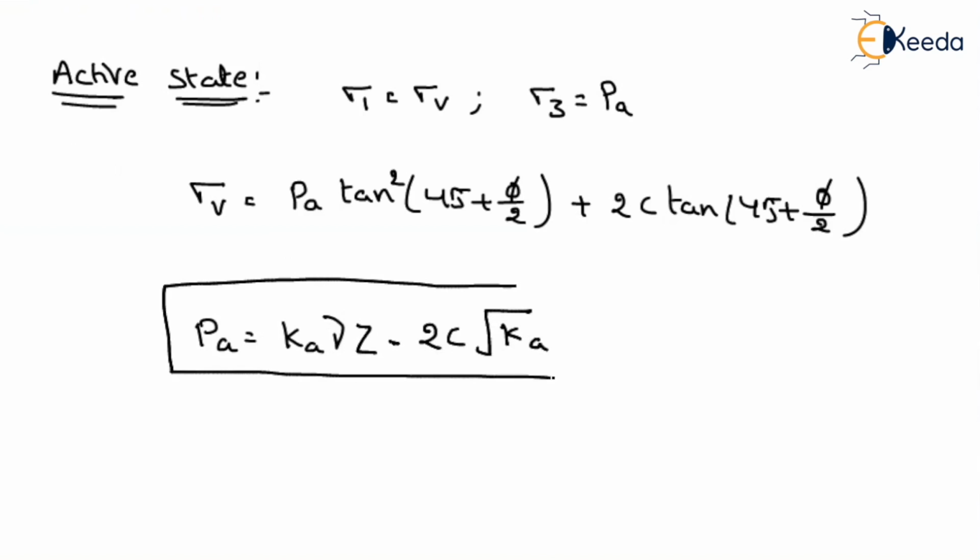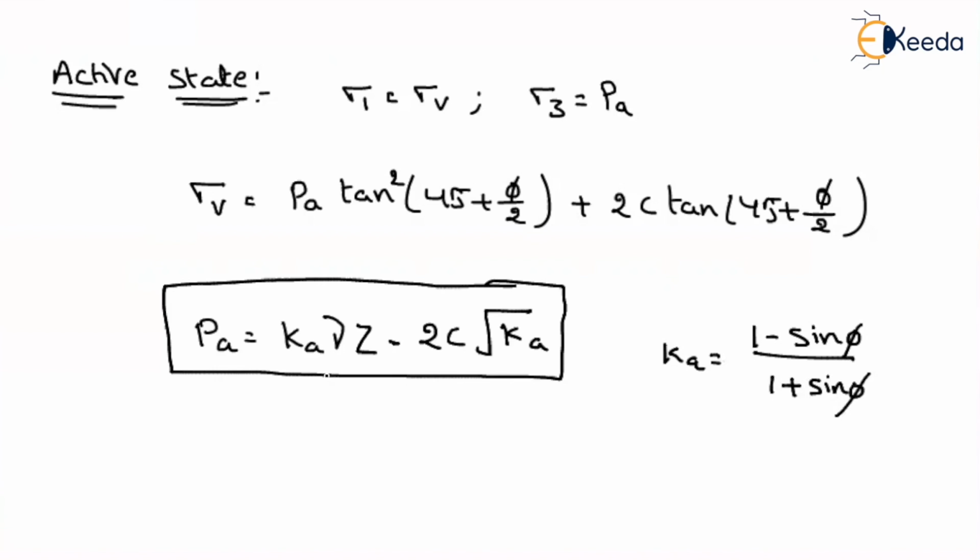So if it is a c-phi soil, then by using this relation we can find the active earth pressure at any point. What is meant by Ka here in this equation? Ka is nothing but, if you recall, 1 minus sine phi divided by 1 plus sine phi.